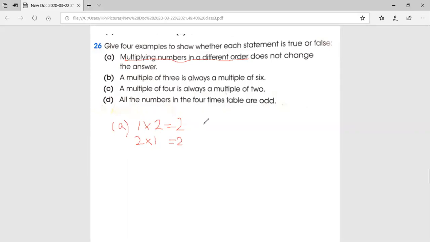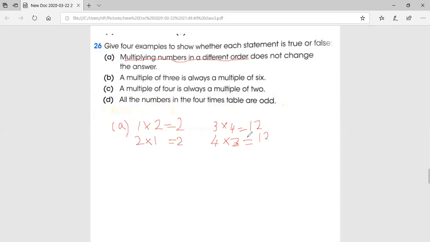Another example for the same: 3 multiplied by 4. Answer is 12. And 4 multiplied by 3, the answer is also 12, because there is no order preference here.